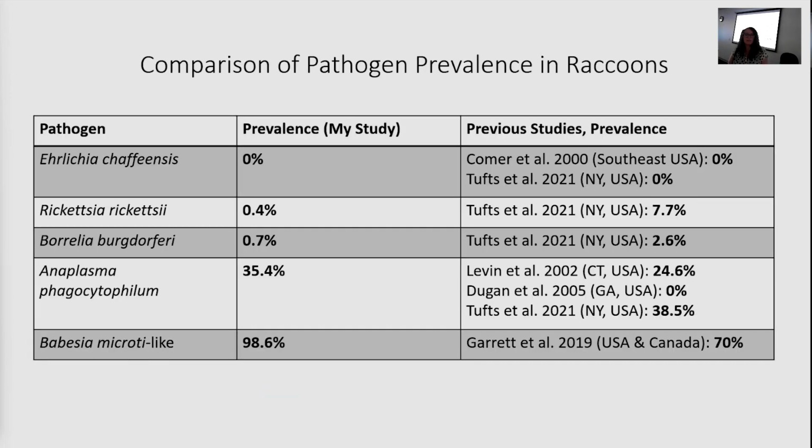When comparing the pathogen prevalence observed in my study to previous studies of raccoons, I found similar prevalences of Ehrlichia chaffeensis and Anaplasma phagocytophilum, similar to what's been documented in the Southeast. The prevalence that I observed of Rickettsia rickettsii and Borrelia burgdorferi, however, were lower than what has been observed in New York. And then finally, the prevalence of Babesia microti-like that I observed in my study was higher than what's been observed across the United States and Canada, and it was more consistent with the prevalence estimates out of North Carolina in the same study.